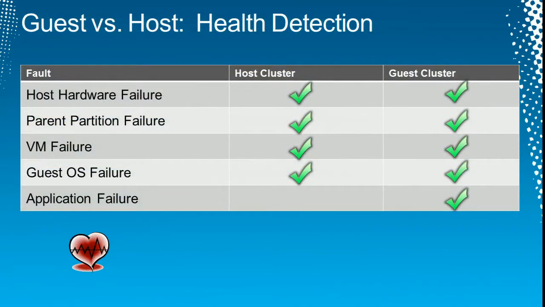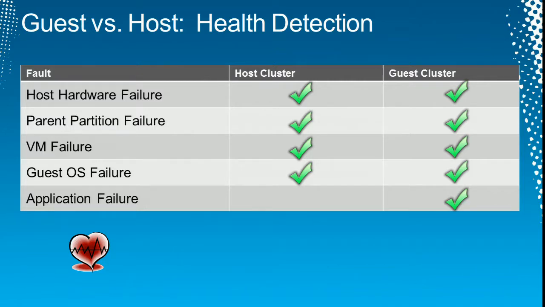So thinking about it just from a health detection perspective, what's the value of each one? What will they protect you from? What kind of faults? If you have a hardware failure, both host and guest clustering will protect you from that. If the host which the VM is running on crashes, and you're using host clustering, that virtual machine will move to another host. If you're using guest clustering, the application will move from one VM to another one, which can be hosted on another host. And if you have some sort of parent partition failure, some sort of software failure, both will protect you from that as well.